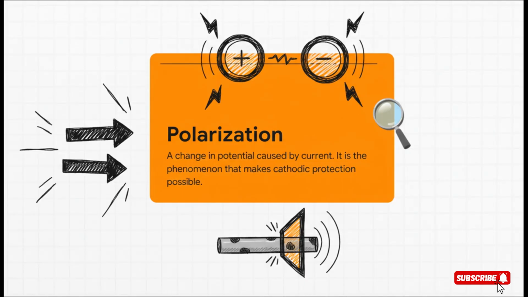So this effect, the change we're creating by applying that current, has a name. It's called polarization. We are literally changing the electrical potential of the structure we're trying to protect. This isn't just some side effect, it's the entire goal of the process. We are actively shifting the structure's voltage to shut down that corrosion reaction.